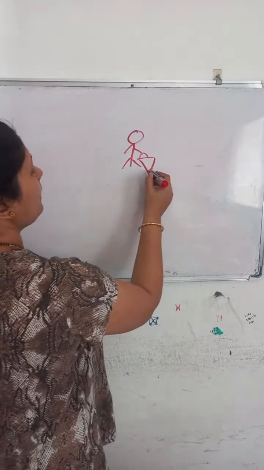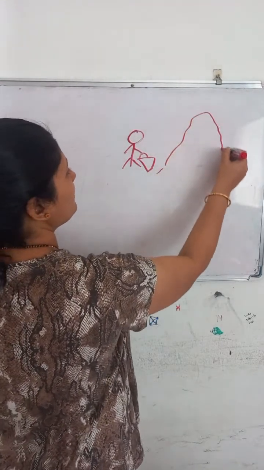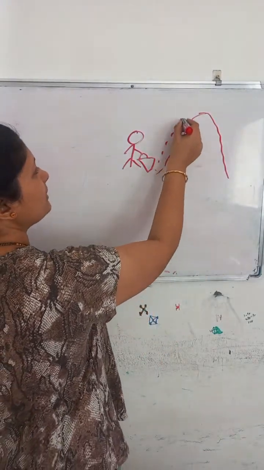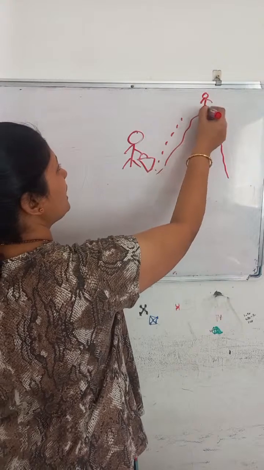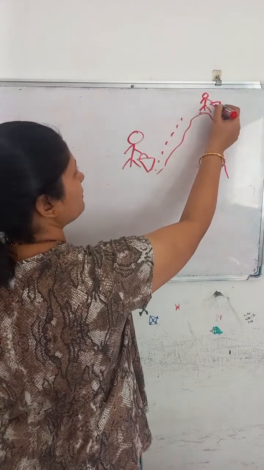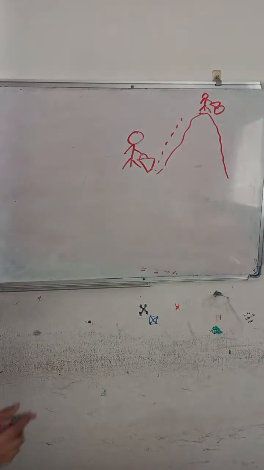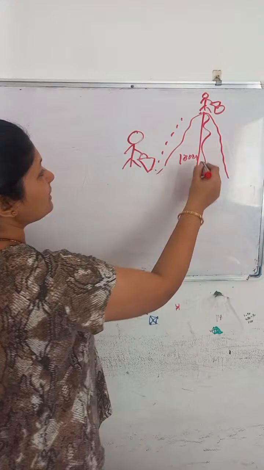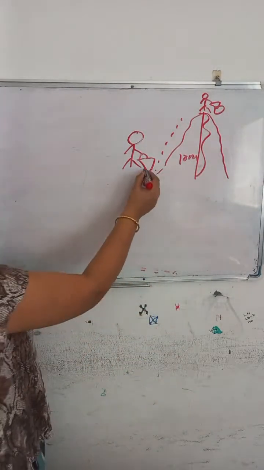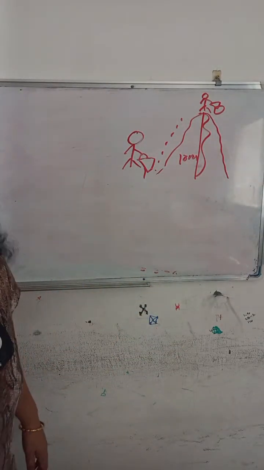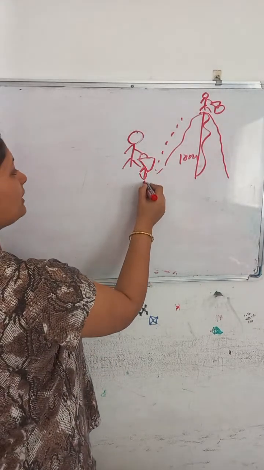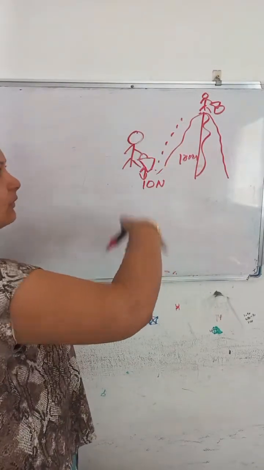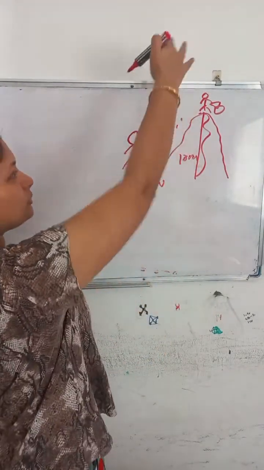Suppose somewhere here one mountain is there, and he started walking here and reached here with that bucket. So this cliff is 10 meter in height, and the force here is 10 Newton. That weight is acting vertically downward and he reached a certain height.